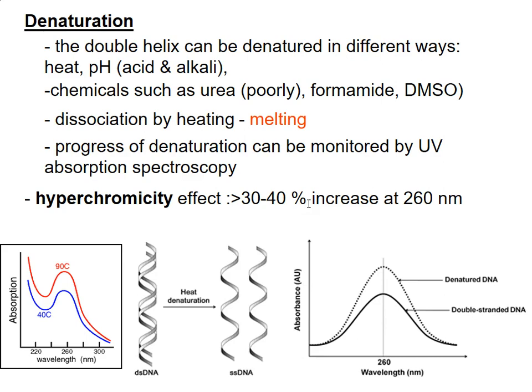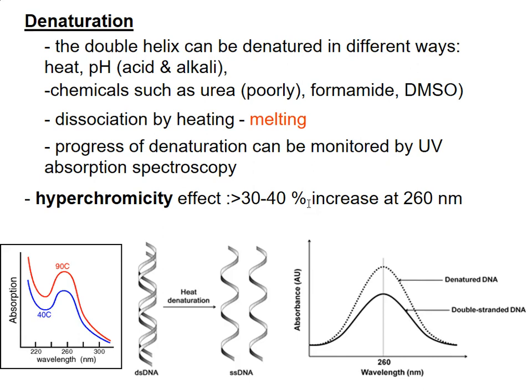So, look, denaturation of DNA: A with T has two bonds, C with G has three bonds. That means you need some energy. There are many ways to denature, depending on the condition. Some are mild conditions, some are strong conditions. If it is a strong condition, it is completely denatured.